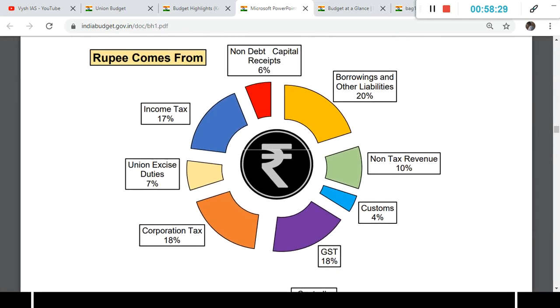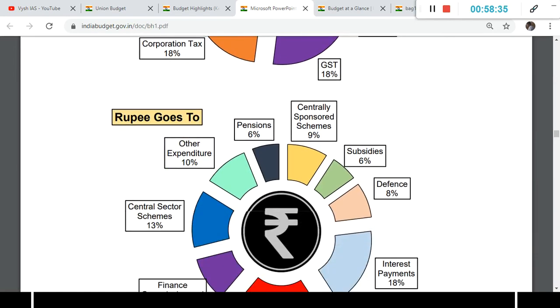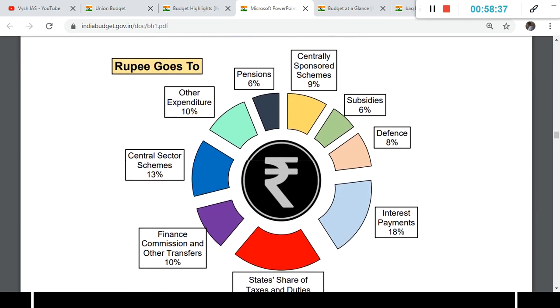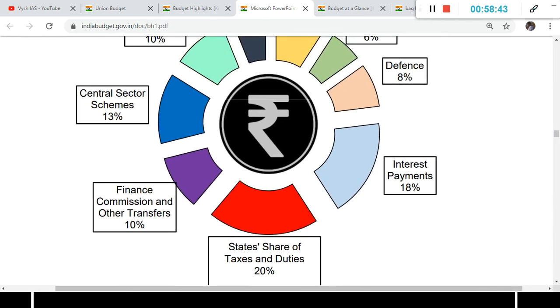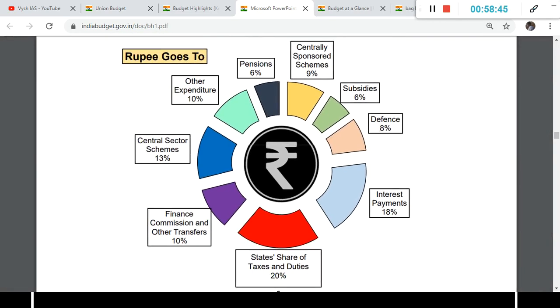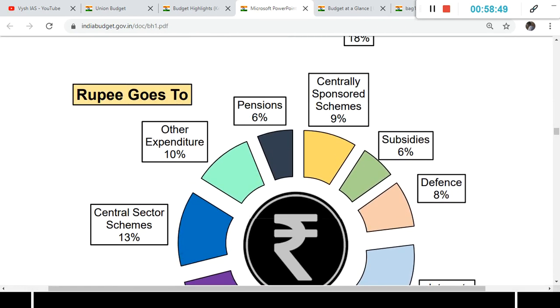And there is a big revolution that happened this year. The budget they announced will now be very cheap, so you should know that also. And see, after India earns 1 rupee, where does that 1 rupee go to? Okay, so here if you see, 20% goes to states' share. That is 20 paise of every 1 rupee. Other expenditure 10%, central sector scheme 13%, subsidy 6%.